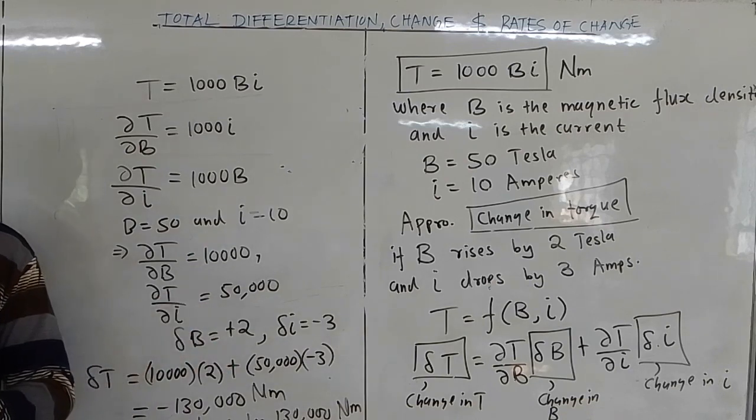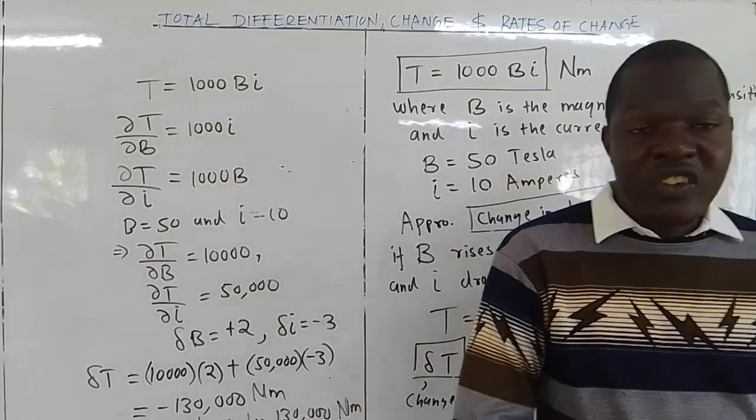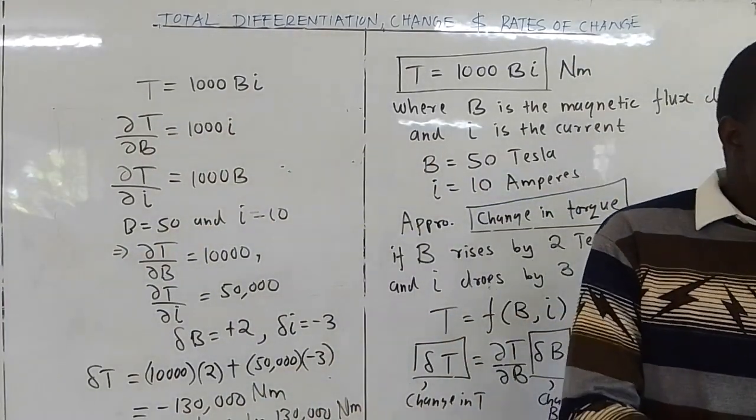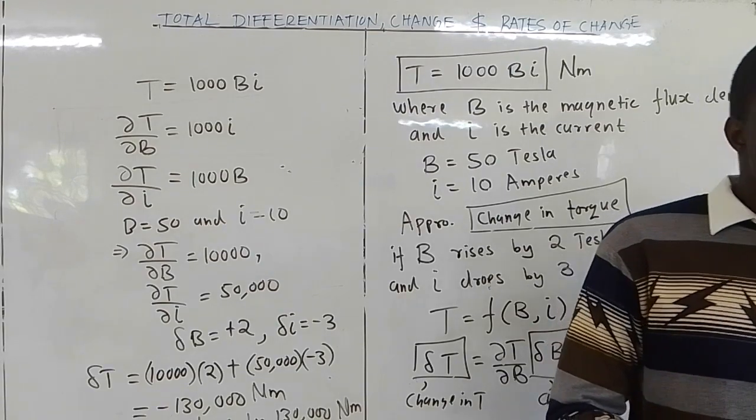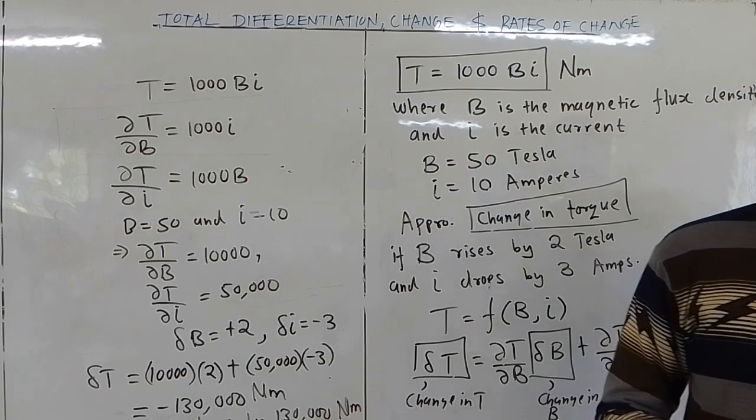Are you together? And you've dealt with that kind of problems. It means these problems are very simple. All you need to know is the total derivative, and from the total derivative, you are able to get either change or rate of change, what is required, isn't it? Good.